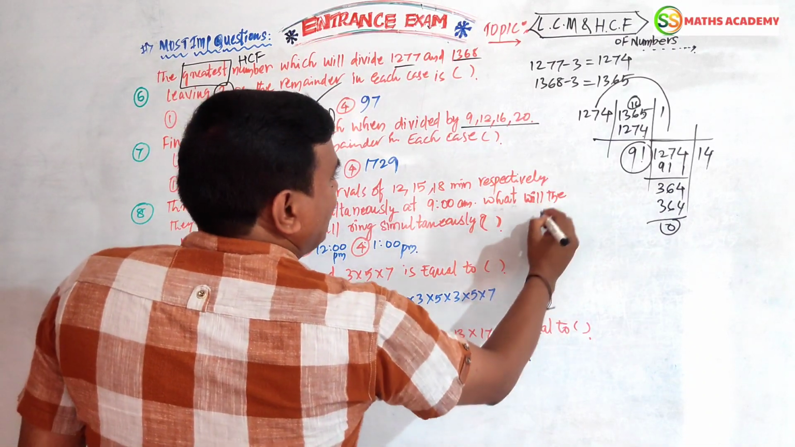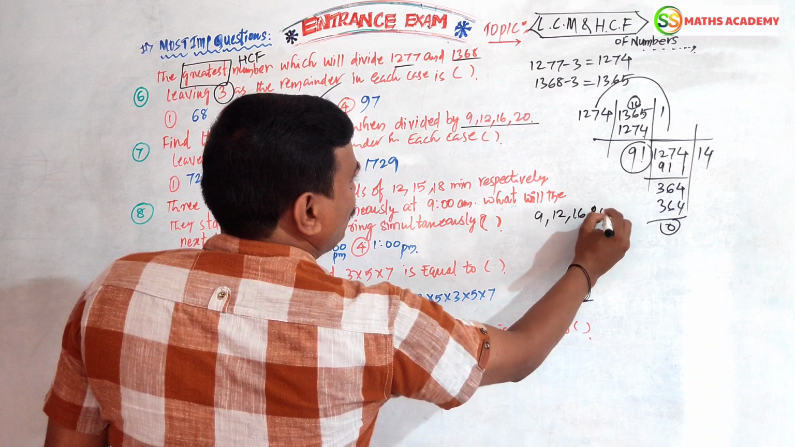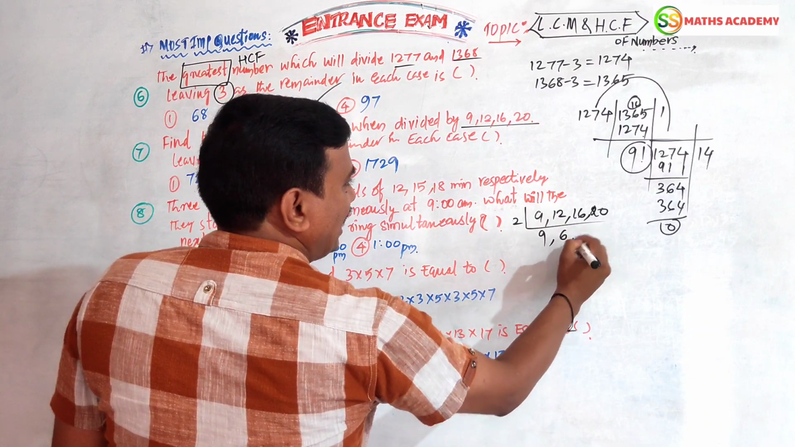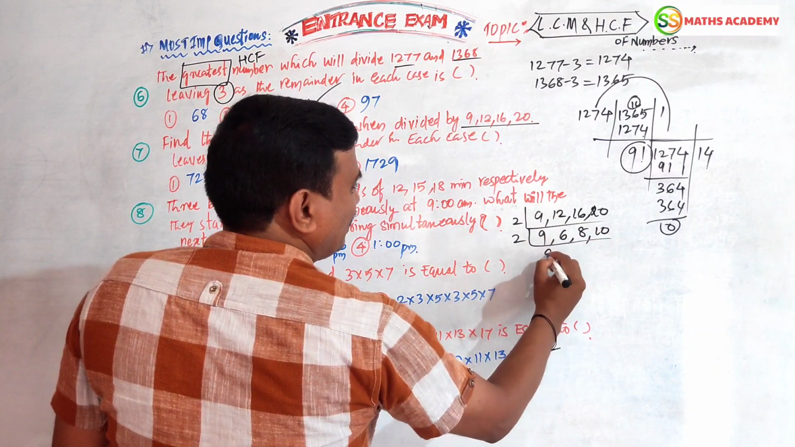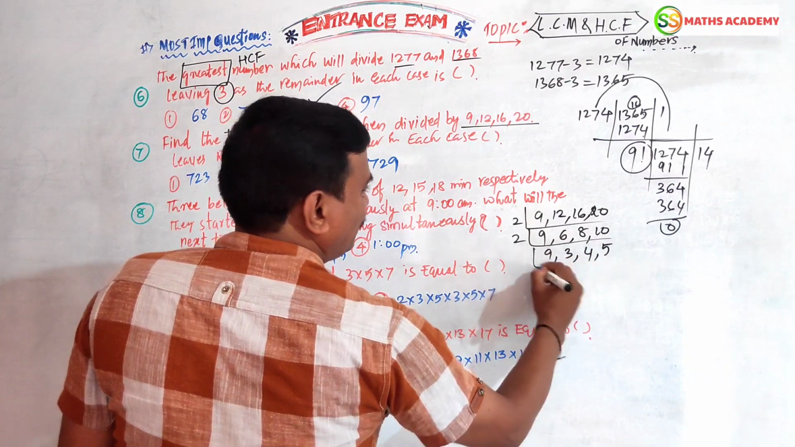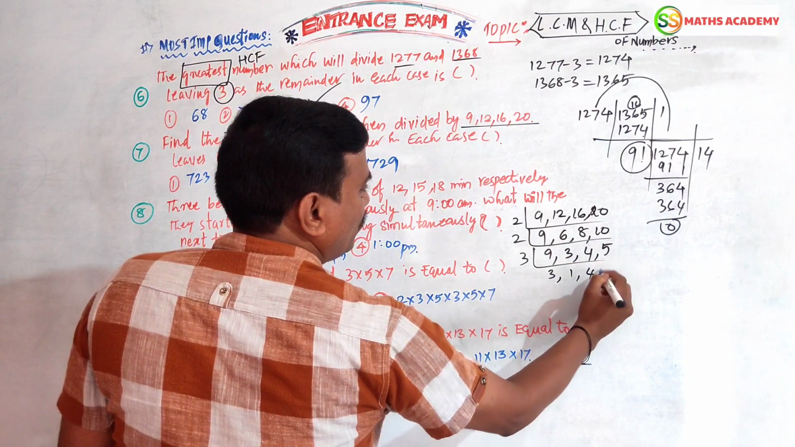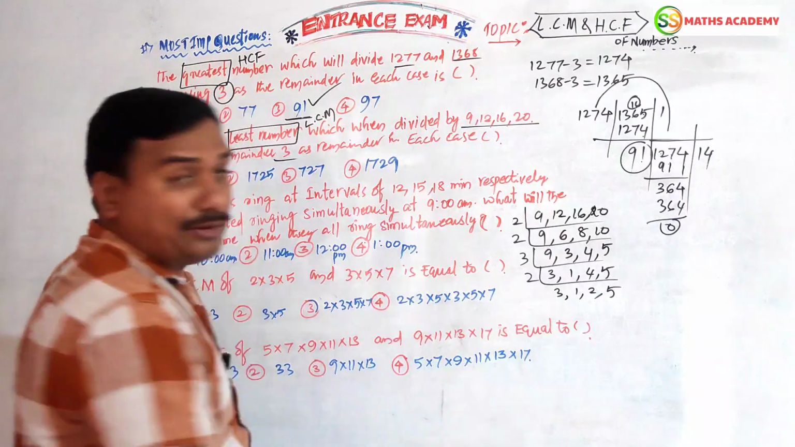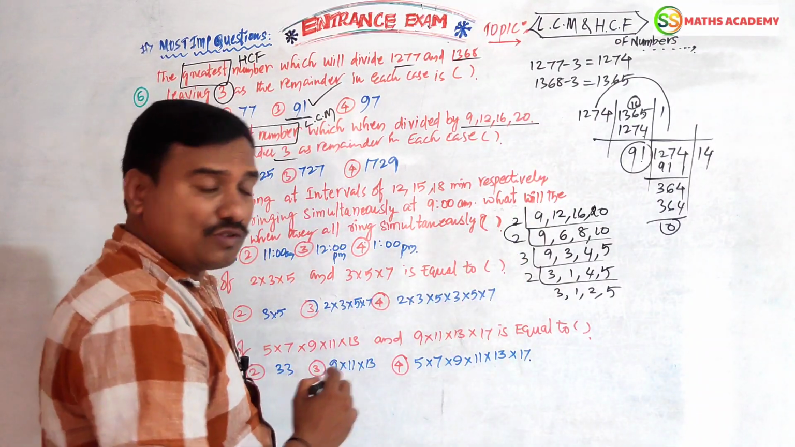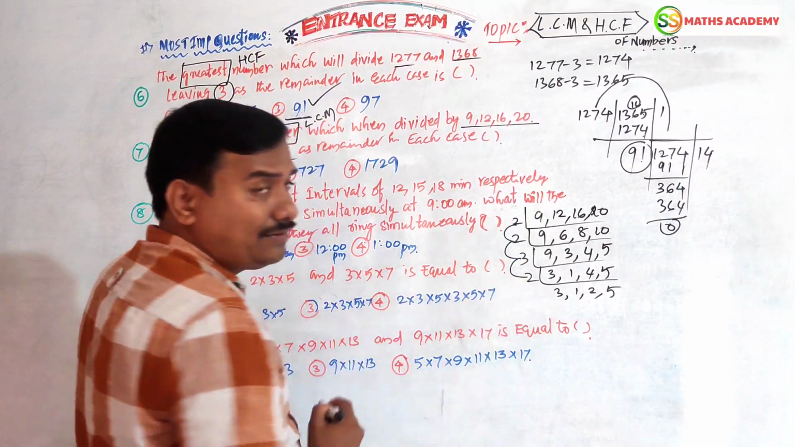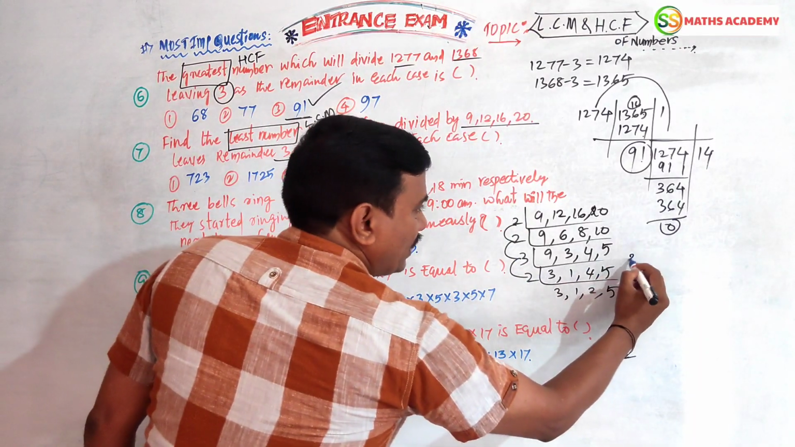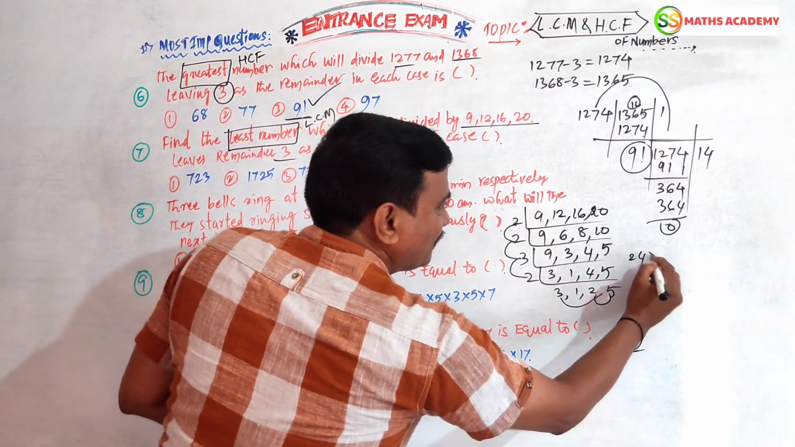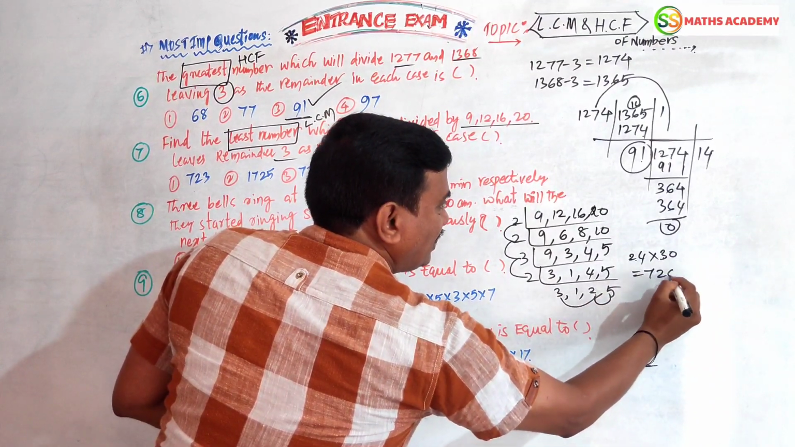Now LCM of 9, 12, 16, 20. Right, friends. 2, 9 not possible. 2 6s are 12, 2 8s are 16, 2 10s are 20. Again the 2 table: 9 not possible, 2 3s are 6, 2 4s are 8, 2 5s are 10. 3 table: 3 3s are 9, 3 1s are 3, 4, 5. Next 2 table: 3, 1, 2 2s are 4, 2 5s are 10. All are prime numbers now, so stop. 2 2s are 4, 4 3s are 12, 12 2s are 24. 24, you write. 3 2s are 6, 6 5s are 30. So 24 into 30 is 720.